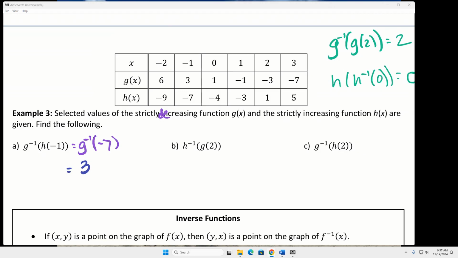All right, let's look at B. We're going to do h inverse of g of 2. So we're going to start with g of 2. g of 2 is -3. And then we want to know what value of x is going to make h -3. What do y'all think? 1. Good job. All right, so you guys try C on your own, please.